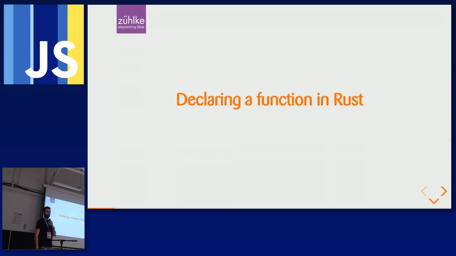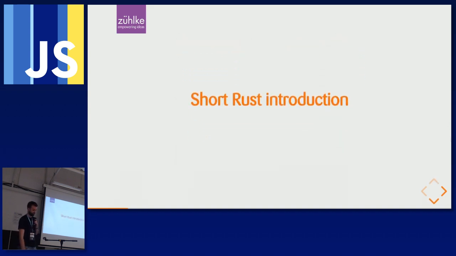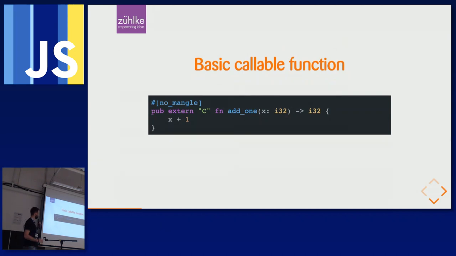So we're going to take Rust for a minute. I will do probably the shortest Rust introduction you will ever get, and it will not be even closely complete. So we'll just look at a very, very easy function declaration. This one. Fairly easy function. I think everybody sees what it does.